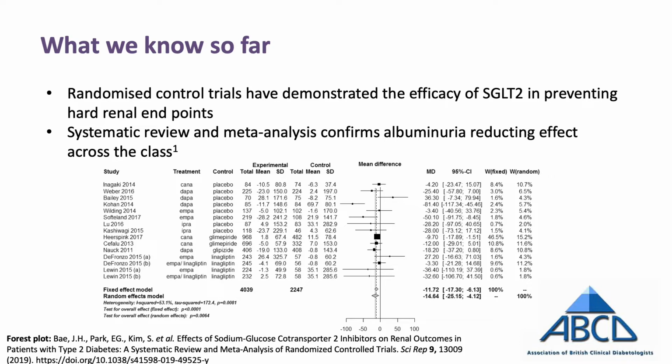Bay et al. performed a systematic review and meta-analysis utilising data from many of the randomised control trials that we have grown accustomed to, looking at sub-analyses focused specifically on the impact on urinary albumin levels and demonstrate a cross-class effect in reducing the urine albumin creatinine ratios. This analysis in particular included the drugs that we're going to be looking at today: canagliflozin, dapagliflozin and empagliflozin. The forest plot on screen at the moment demonstrates the results of that meta-analysis.